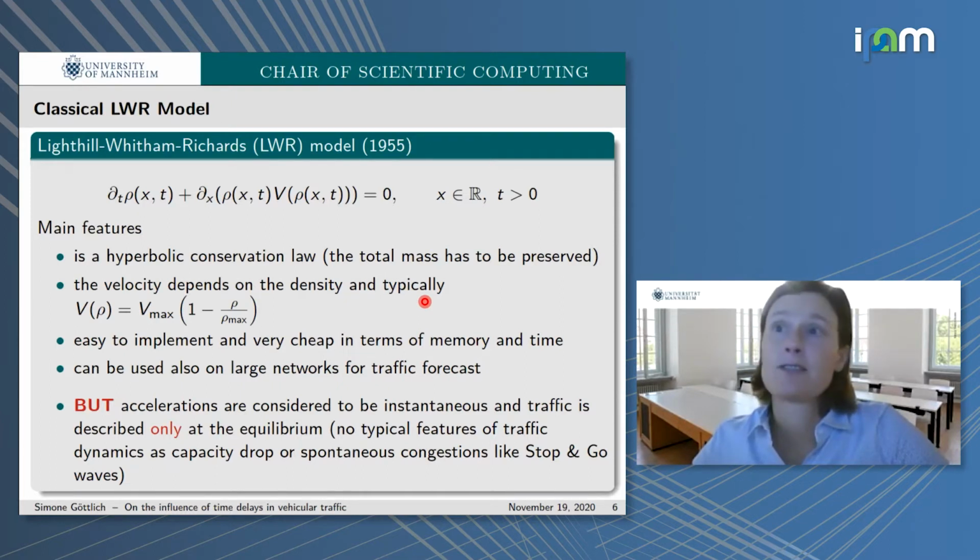But there's also a but. Accelerations are considered to be instantaneous, and traffic is described only at the equilibrium. So we do not expect typical features of traffic dynamics as, for example, the capacity drop or spontaneous congestions like stop-and-go waves. This you should keep in mind for the rest of the talk.